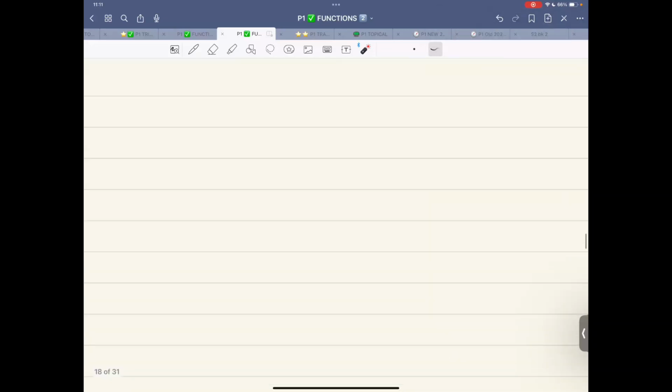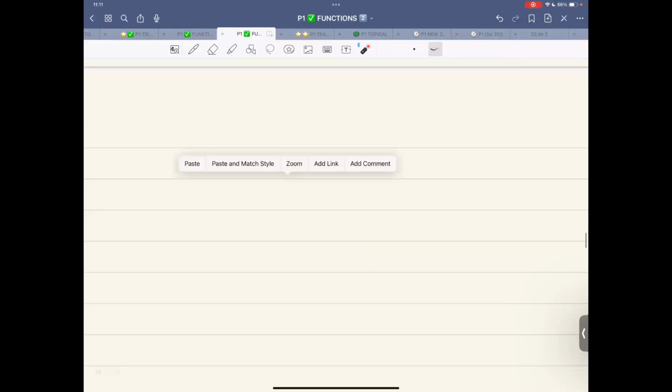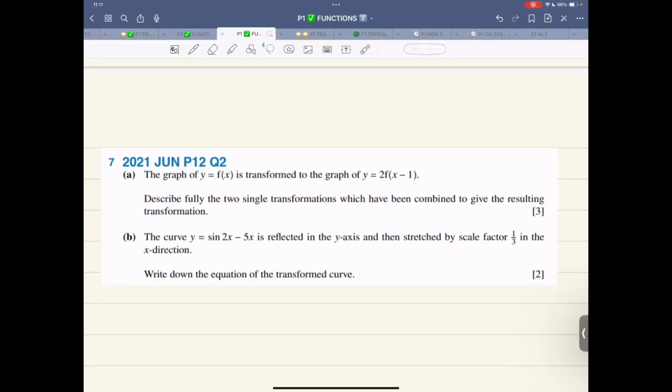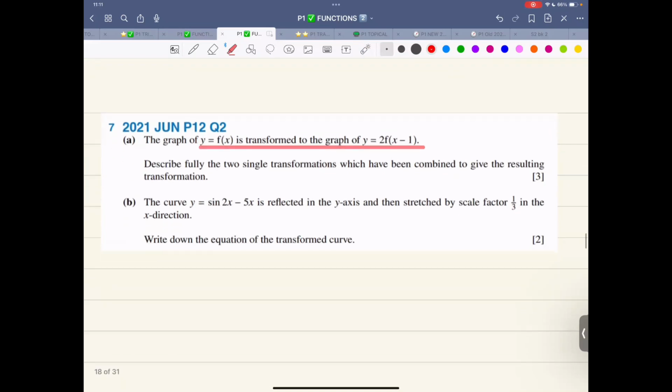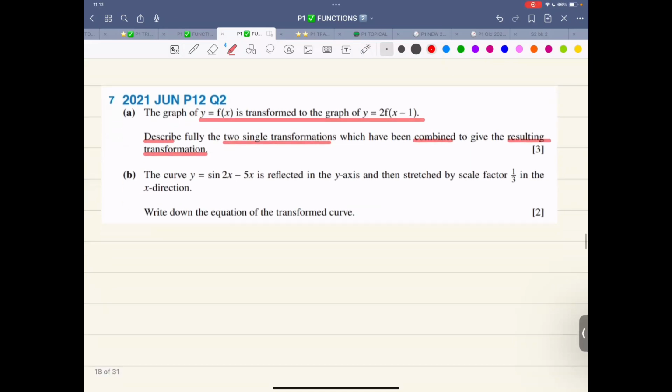So let me add a page over here. And this first part, that was straightforward. The graph of y equals f of x is transformed to y equals 2f of x minus 1. Describe fully the two single transformations which have been combined to give the resulting transformation.